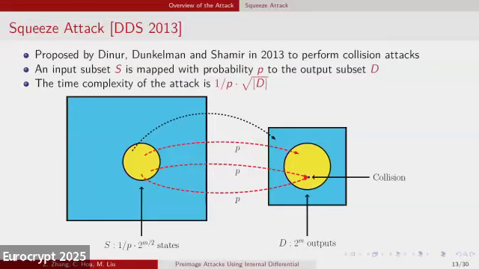Squeeze. The second method we combined is the squeeze attack, which was proposed by Dinur, Dunkelman, and Shamir in 2013 to perform collision attacks on round-reduced Keccak. The idea is to select subsets S and D from the input space and output space so that the elements in S can be mapped with a certain probability to the output subset D. Since the size of D is smaller than the output space, it can gain an advantage over the birthday attack.